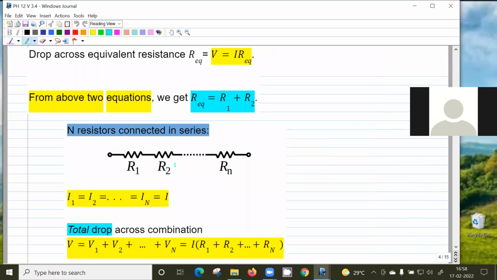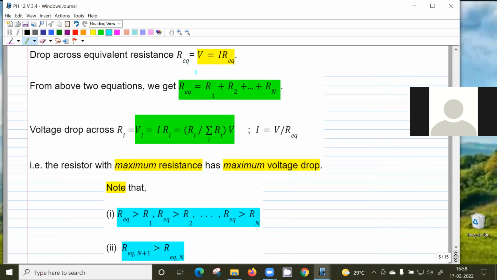See, here I have n resistors in series, right? Yes, sir. Okay, so the current will be the same. And the total drop across the combination is V1 plus V2, so on to Vn. That's equal to I into R1 plus R2 plus Rn, because I is the same, I can take it outside.